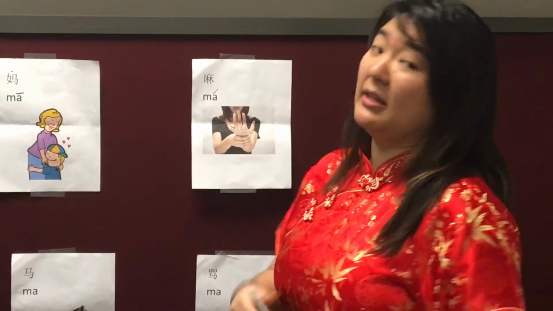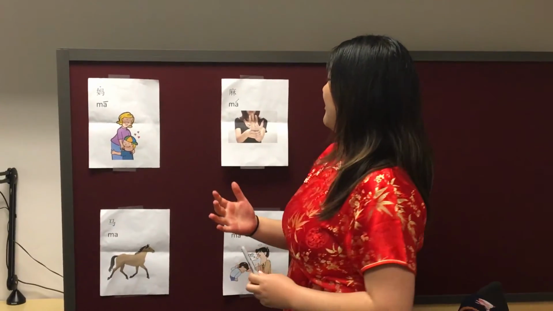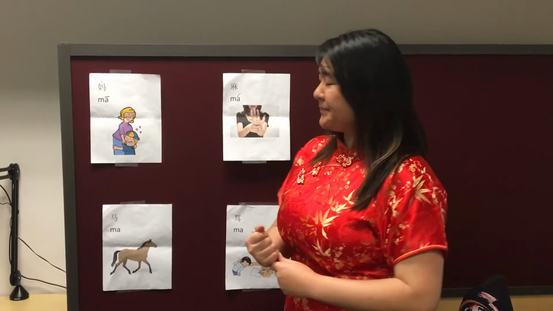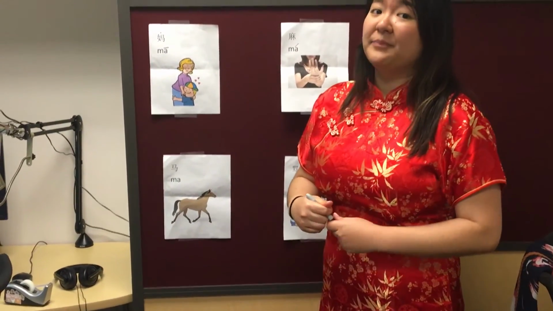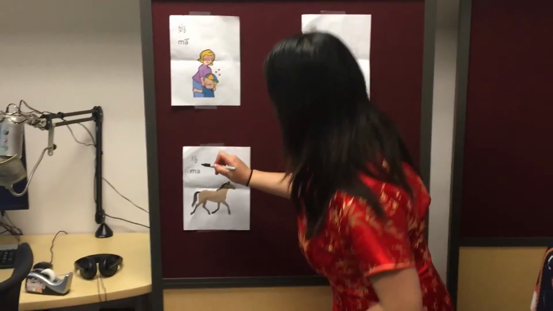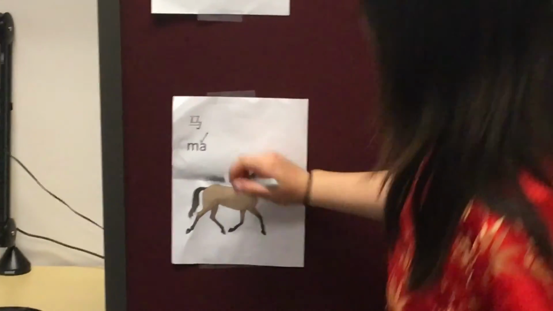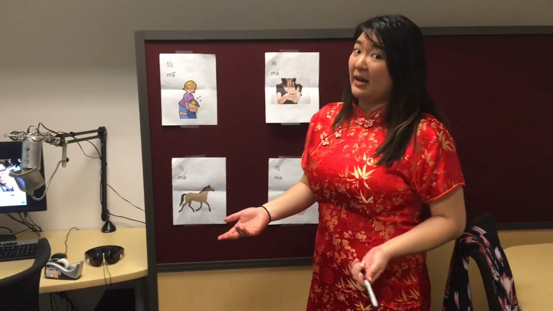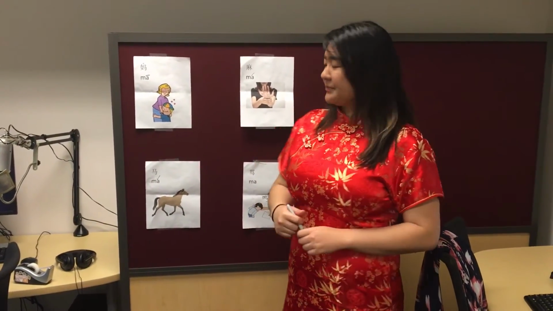Ma means numb. So, for example, 我手麻了, my hand is numb. For tone 3, we have ma, which means horse, which is a downward, upward tone. So you could say 骑马, which means to ride a horse.